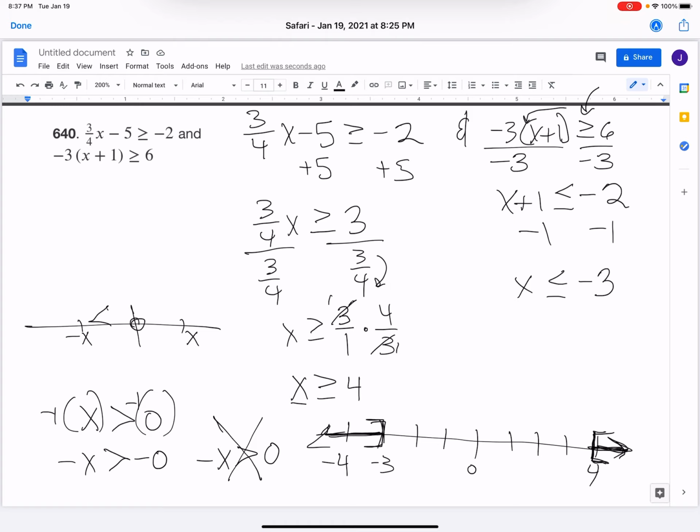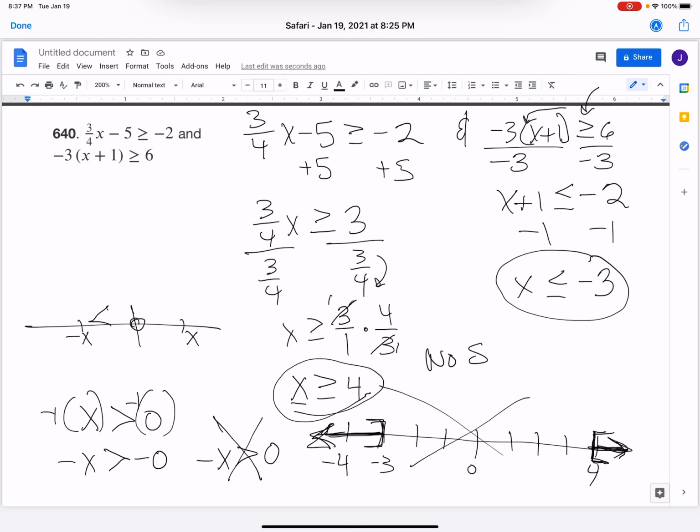Now hopefully you see the problem here. It's saying that our solution set includes numbers that are both greater than or equal to 4 and less than or equal to -3. That's not possible. So for this particular set, there's no solution. And sometimes this is also called a contradiction.